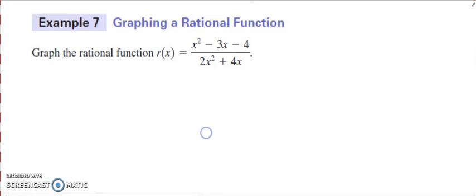Okay, now example 7, I'm not going to write the notes for you. I want you to find all 4 of those things on your own. Pause it and do it all by yourself, please. See what you know, and then come back and check it.